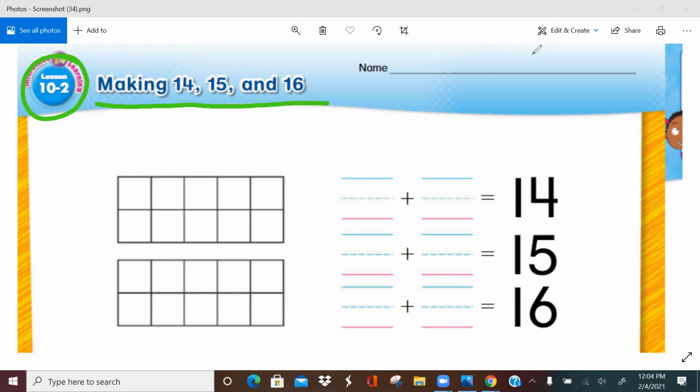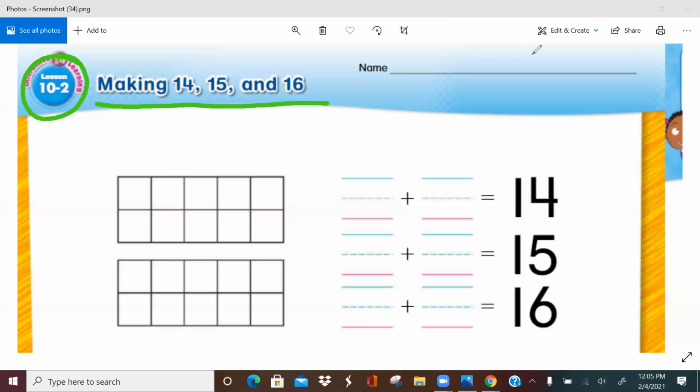Let's say that Yusuf and Omar are playing a game called Make 15. Their goal is to fill the 10 frames until they have placed 15 counters. Then they must write a sentence to describe the picture that they made for 15. How can they write a number sentence that begins with 10 as one part? Well, let's play Make 15.